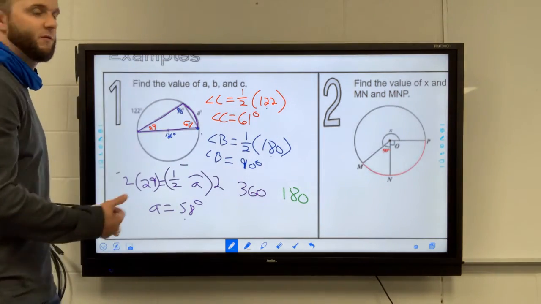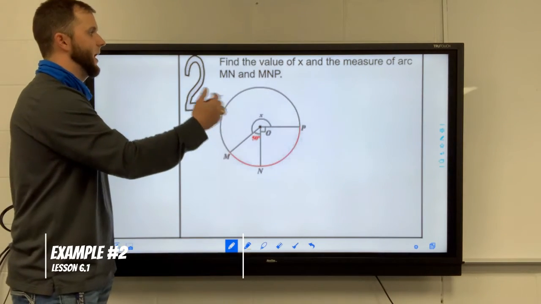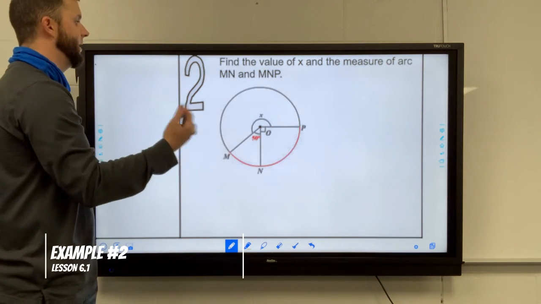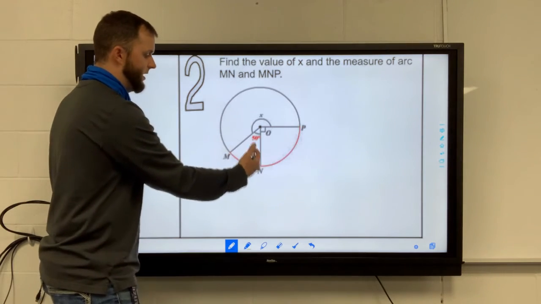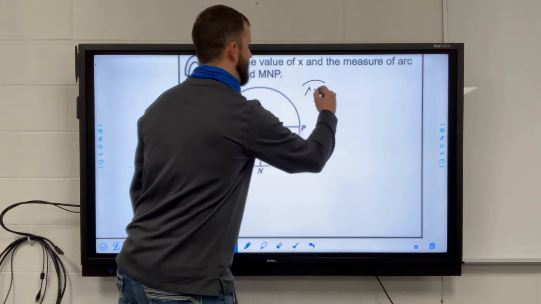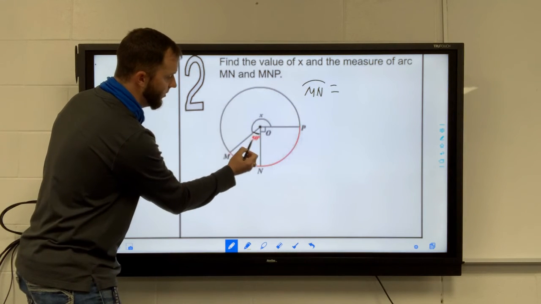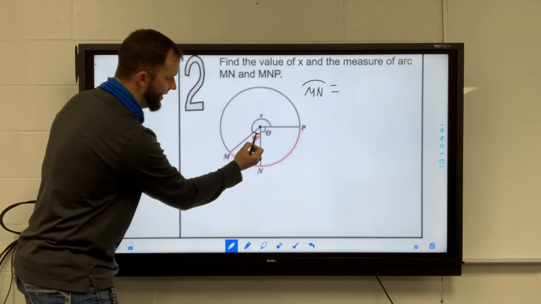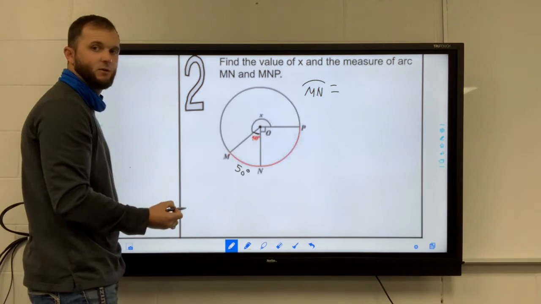Okay, so let's jump over to example number 2. All right, so now in example number 2, I want you to find the value of x and the measure of arc MN and MNP. So right now, the easy one here is to find my arc MN. So arc MN is going to be equal to, if I look, my central angle is 50 degrees. So that means my central angle and my arc are the same measurement. So it'd be 50 degrees.